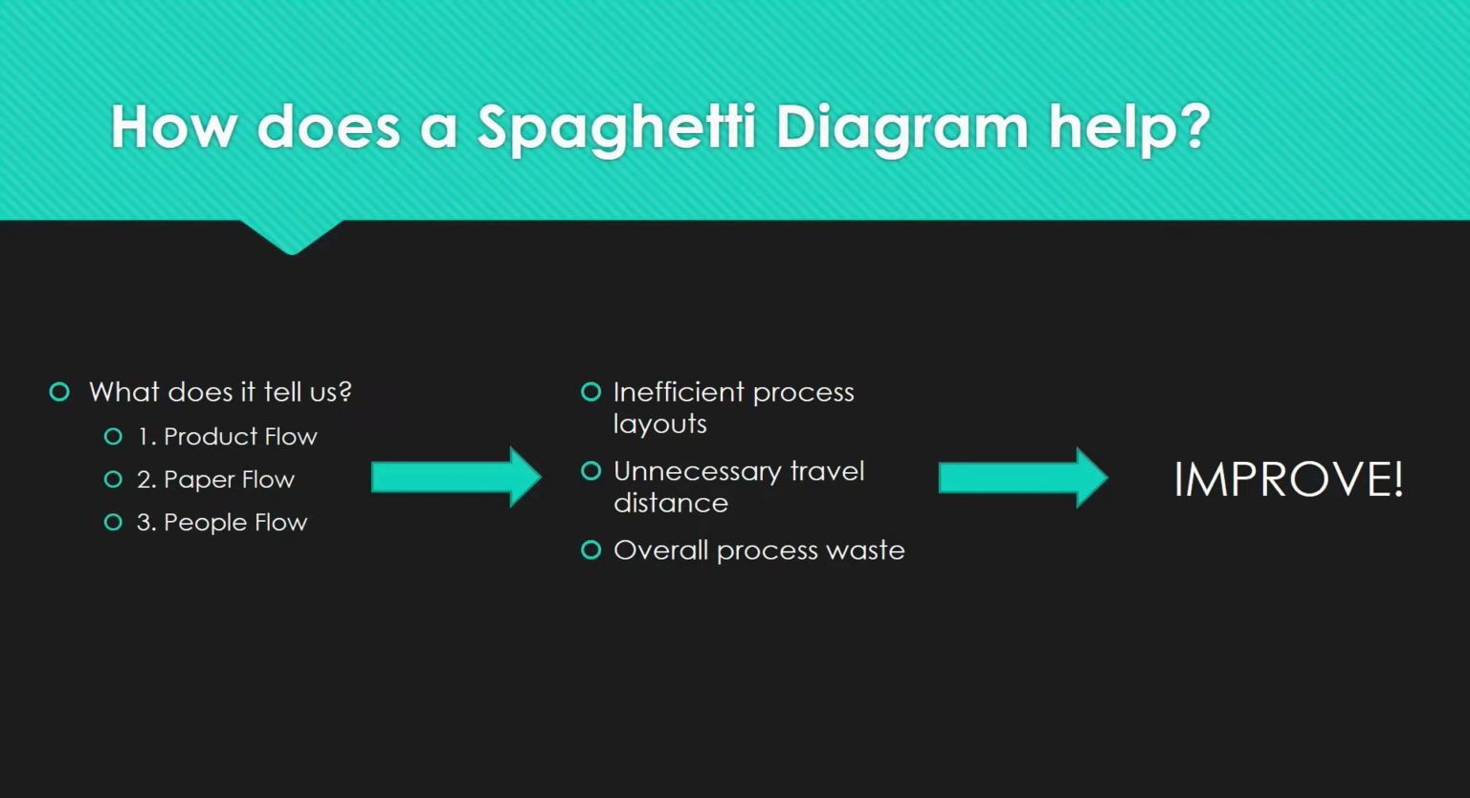How does the spaghetti diagram help? This tells us where product flow goes, paper flow, and even people flow. So this shows us inefficient processes, unnecessary travel, and it shows us overall waste, which helps us improve our process.